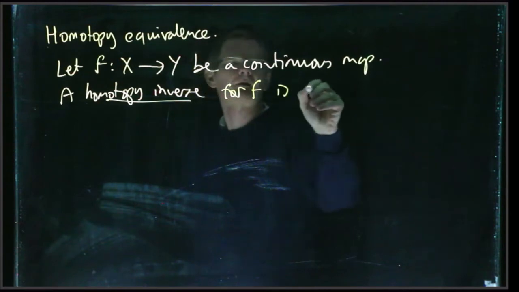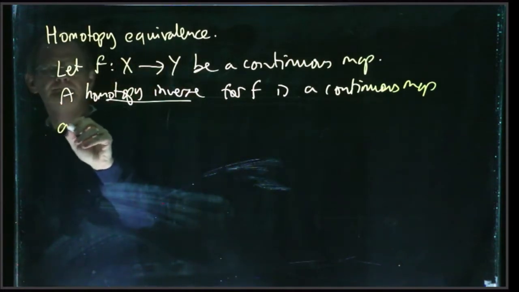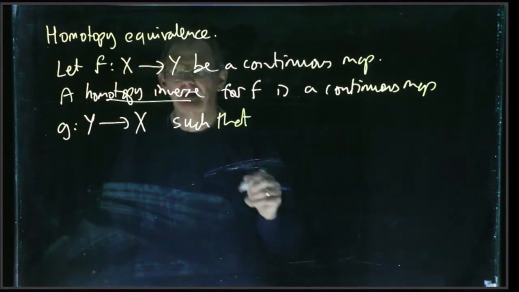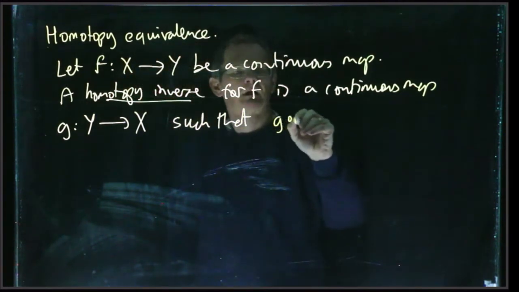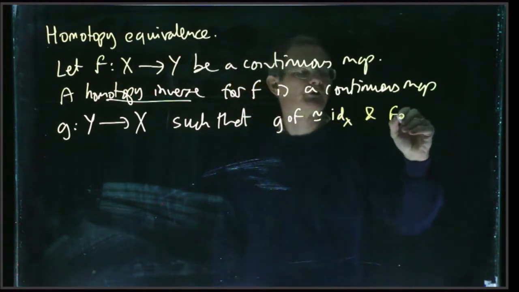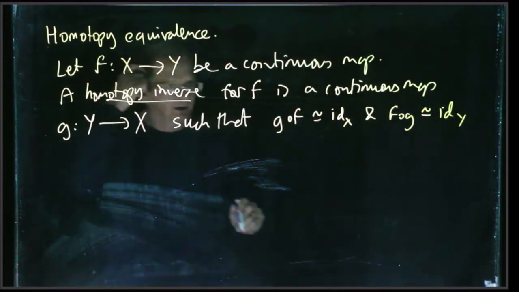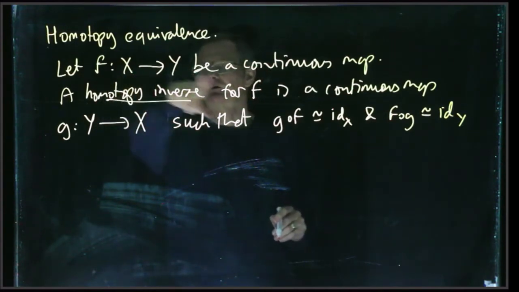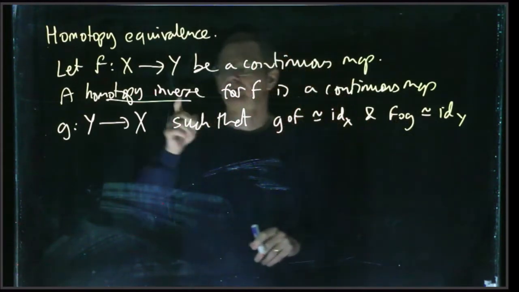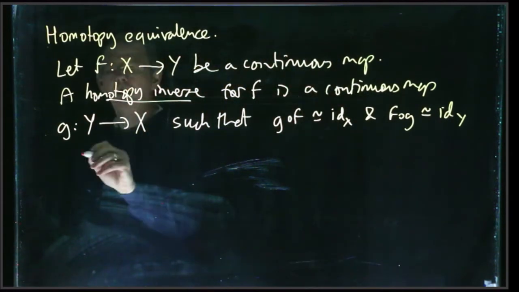for F is a continuous map G in the opposite direction such that G composed with F is homotopic to the identity map of X, and F composed with G is homotopic to the identity map of Y. Of course here we do G composed with F, that goes from X to Y and then back to X, and so it's meaningful for that to be homotopic to the identity on X, and similarly F composed with G, that's going from Y to X and then back to Y.